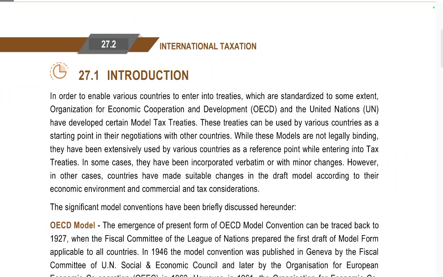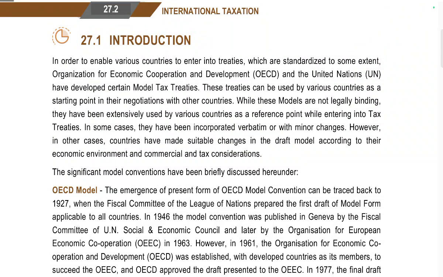Good morning. International taxation. In order to enable various countries to enter into treaties, there are standardized models developed by organizations such as the Organisation for Economic Co-operation and Development, OECD, and the United Nations, which developed certain model tax treaties. These treaties are used by various countries as a starting point of negotiation with other countries.